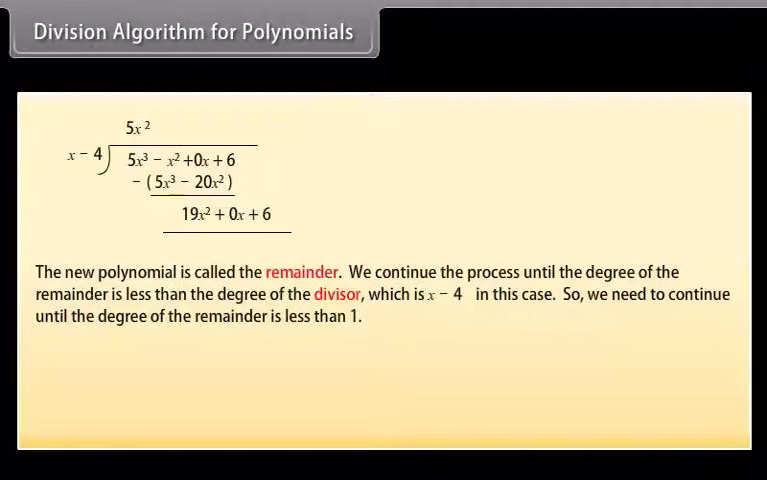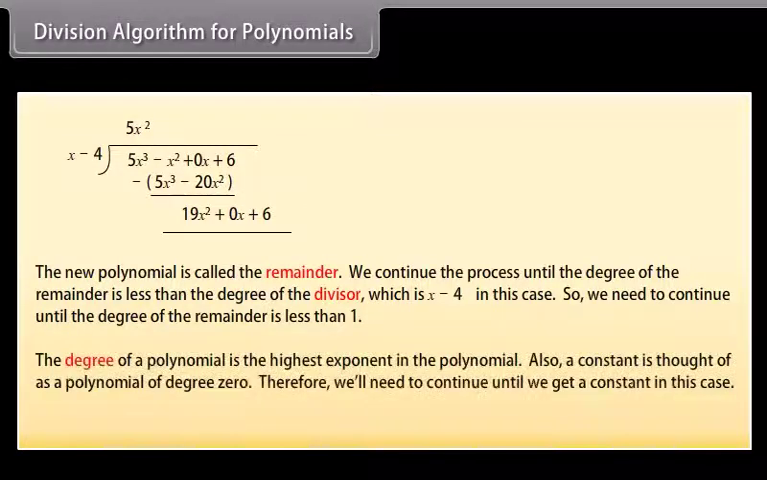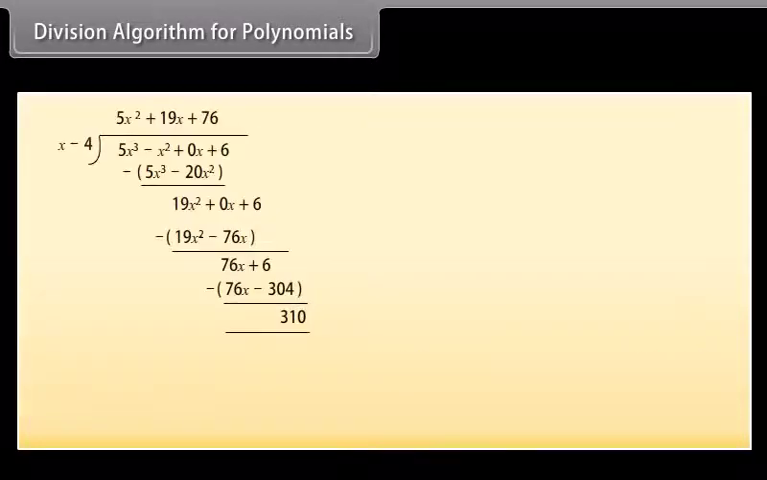The new polynomial is called the remainder. We continue the process until the degree of the remainder is less than the degree of the divisor, which is x minus 4 in this case. So we need to continue until the degree of the remainder is less than 1. The degree of a polynomial is the highest exponent in the polynomial. Also, a constant is thought of as a polynomial of degree 0. Therefore, we will need to continue until we get a constant in this case. Here is the rest of the work for this example.